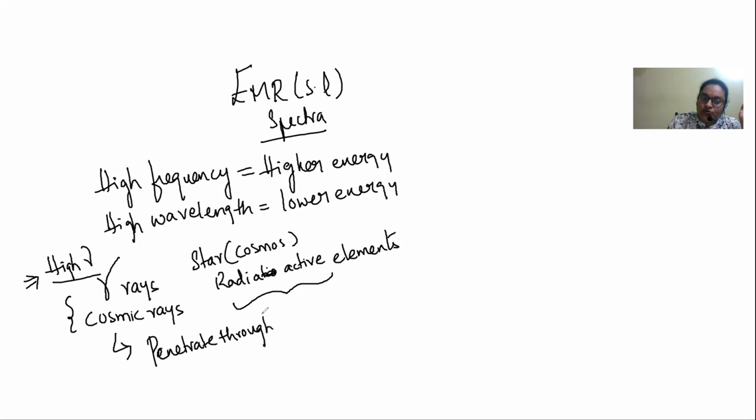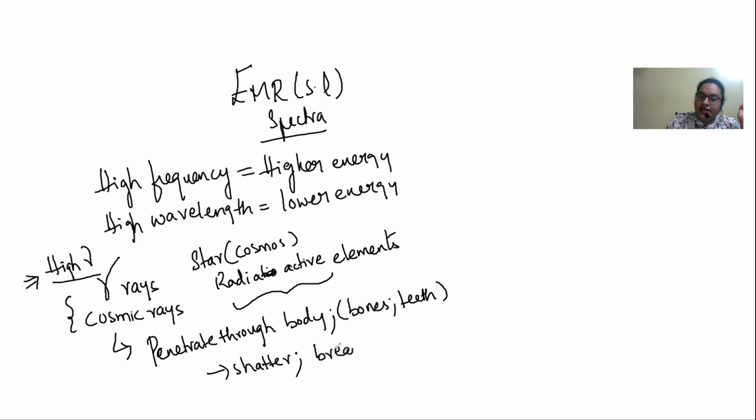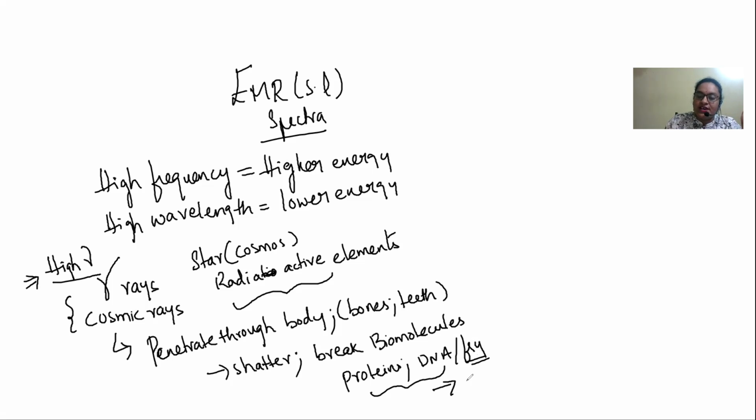They are going to penetrate through the body, not even leaving your bones and teeth. It is going to completely penetrate through your bones as well as your teeth, which are the hardest things. And what it does is it is going to shatter, that is, break up the biomolecules present in your cells, the proteins. The protein structure is damaged, your DNA molecules and all the biomolecules are shattered, which is going to fry up these biomolecules. So this is going to lead to death. This is one of the important things that you need to understand about gamma rays.